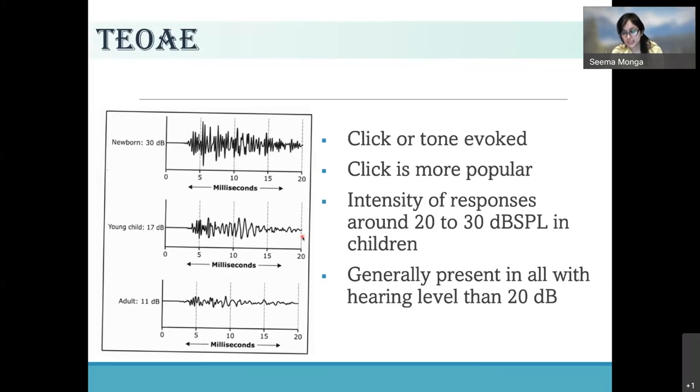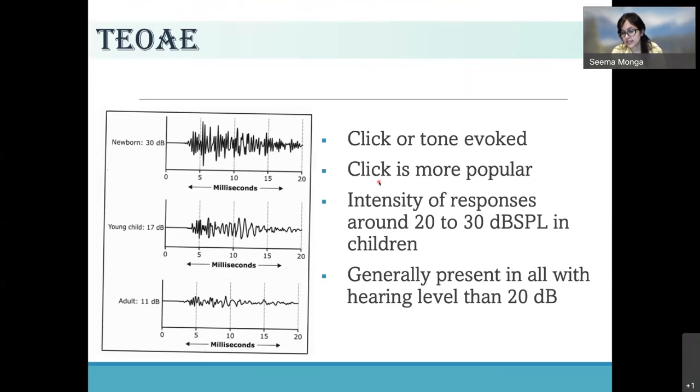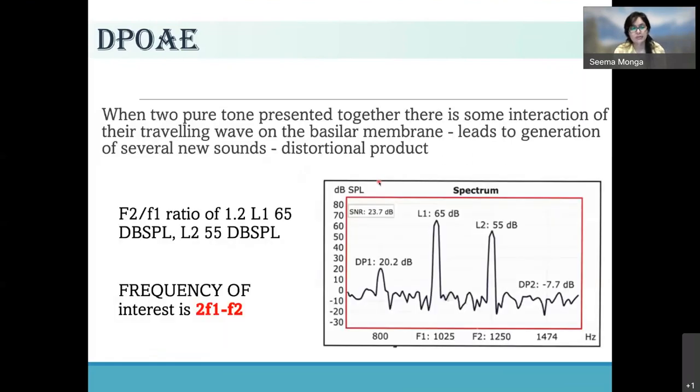The intensity of the response that we are receiving is around 20 to 30 decibels in children. Generally, it is present in all with hearing level better than 20 decibels. When two pure tones are presented together, there is some interaction of their traveling waves on the basilar membrane, which leads to generation of several new sounds. This is the distortion product. This is how a DPOAE looks like.